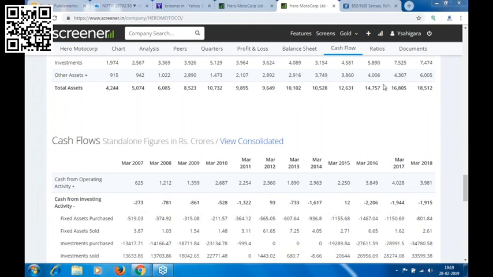Now cash from investing activity, if you see these figures are in minus, which is a good sign, because the company is purchasing fixed assets. If you see, the company has purchased a good amount of assets, and assets sold is very less. And even the investment purchase figures are also in minus. So this is also a good sign. The company is investing. They are purchasing fixed assets and they are purchasing some investments.